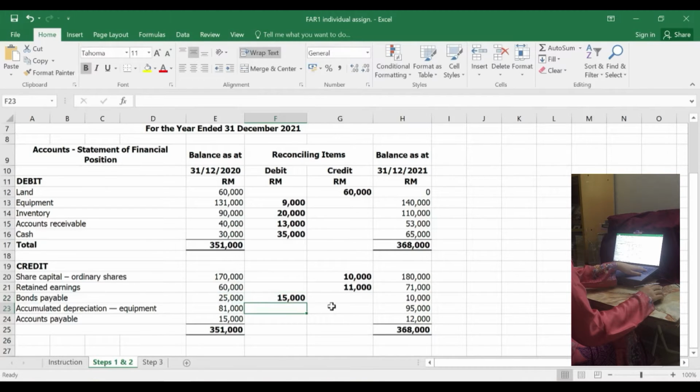And next, the accumulated depreciation for equipment has increased from 81,000 to 95,000 with an increasement of 14,000. And lastly, for the account payables, it has decreased from 15,000 to 12,000 with an decreasement of 3,000. And that's the end of part 1.